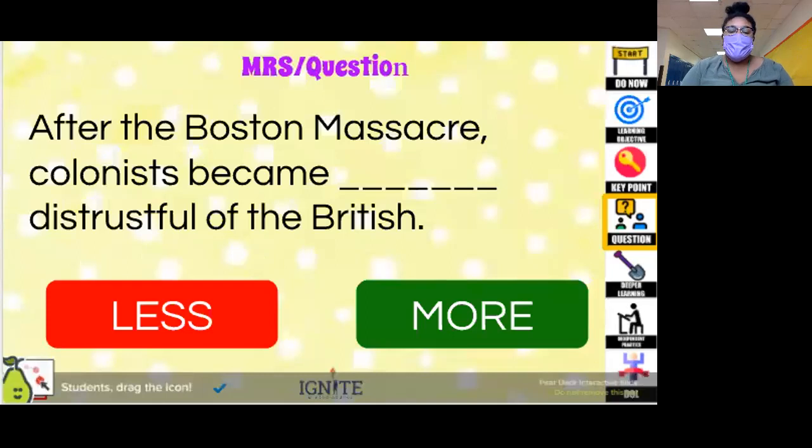After the Boston Massacre, colonists became less or more distrustful of the British. Go ahead and pick the term that best fits this sentence. I would suggest you double check on this one because this wording can be a little tricky. So after the Boston Massacre, colonists became more or less distrustful of the British.